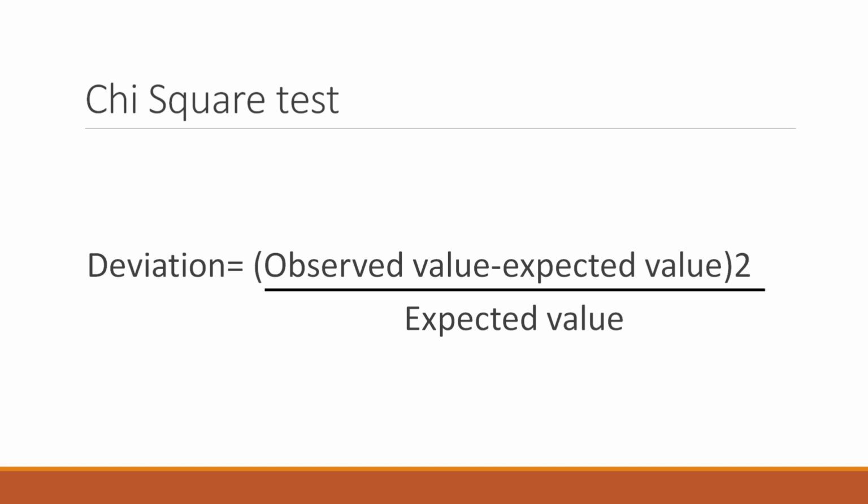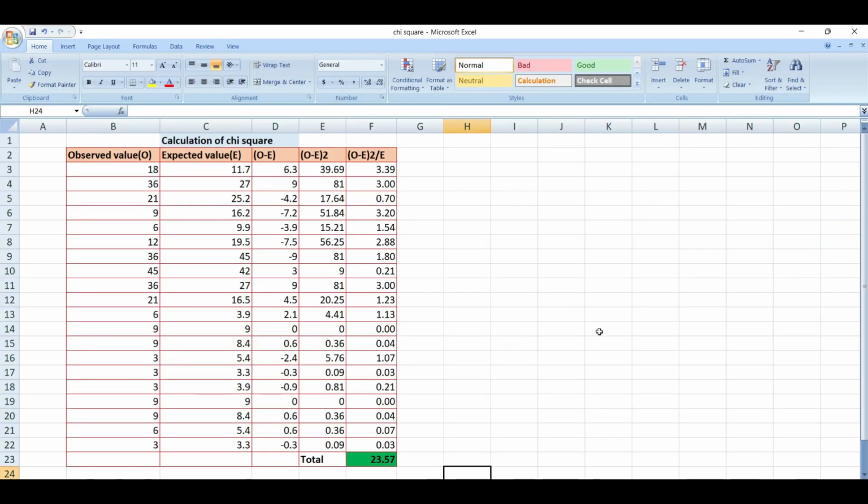Now our aim is to find out how much deviation there is between observed and expected values. This can be found out by using a simple formula, that is (observed value minus expected value) whole square divided by expected value. So now we have to prepare a new table which tells the difference between these two values. Now look at this table.